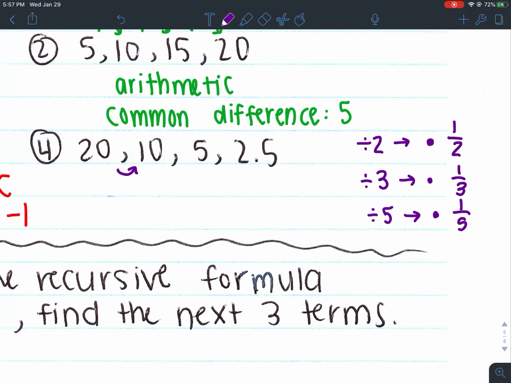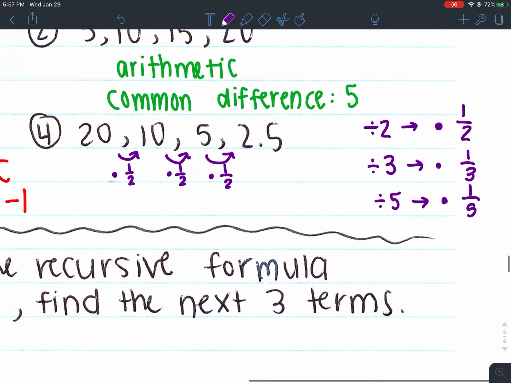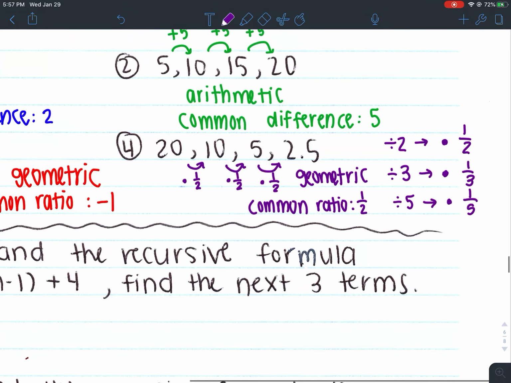So what do you notice is happening as I go down here? I'm dividing by 2. But again, we can't say division, we've got to say multiplication. So we're multiplying by 1/2, or 0.5 if that's what we want to write. So this is a geometric sequence. And our common ratio, not difference, is 1/2, or you can put 0.5, only because that's a nice number and I'm okay with that.